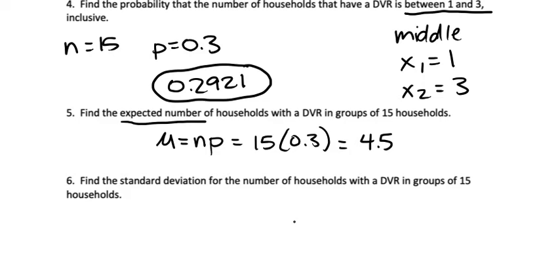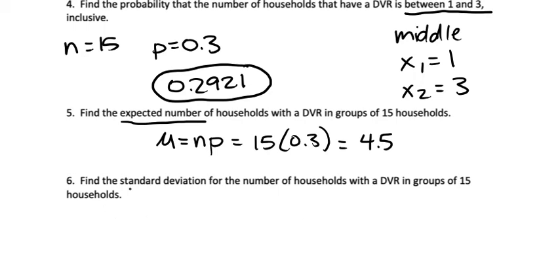So this is saying that if I have a sample of 15 households, I would expect on average that 4.5 of the households will have a DVR. Now obviously none of them will be 4.5 households since I can't have half of a household, but if I did the sample repeatedly, on average I would find it to be 4.5.